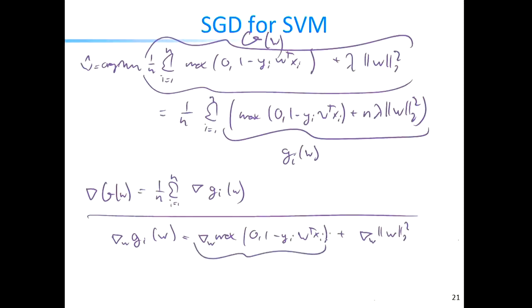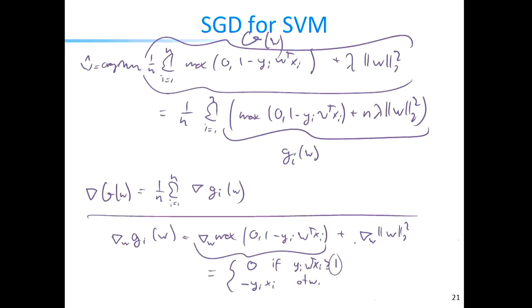And this is almost the same as what we had worked out for the perceptron. The only difference is that we not just check whether we got it right, but whether we got it right by some margin. So this is 0 if y_i w transpose x_i is greater than 1, and otherwise it's just minus y_i x_i, the same as for the perceptron loss. So the only difference is that we don't compare against 0, but against 1. We want to get it right by some distance, by some amount.